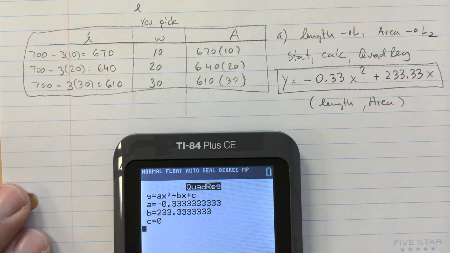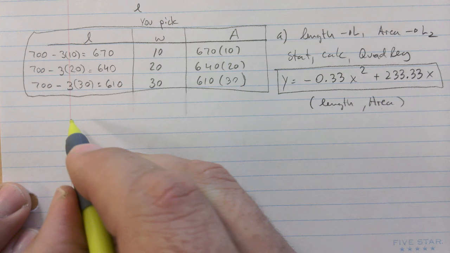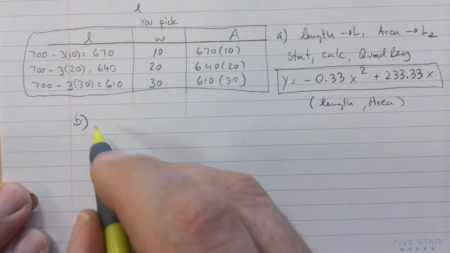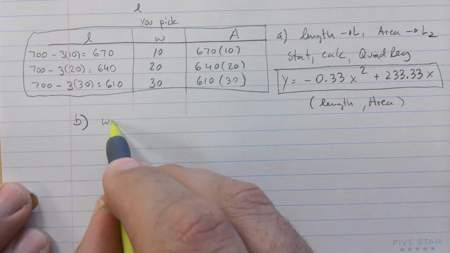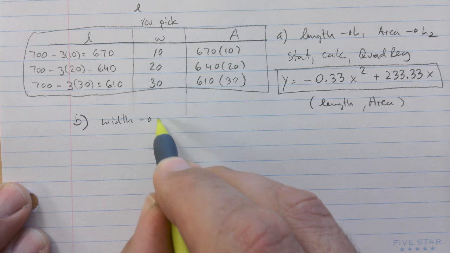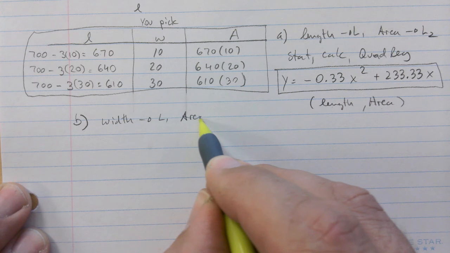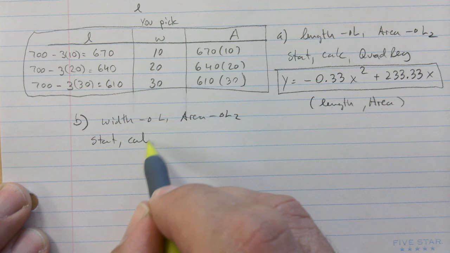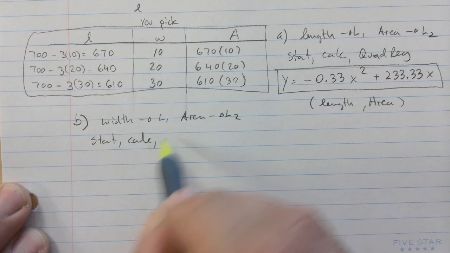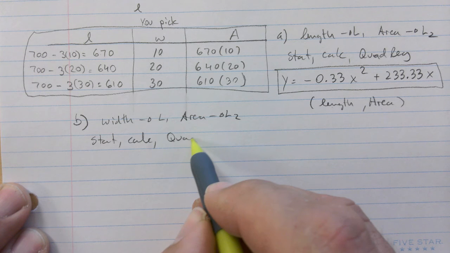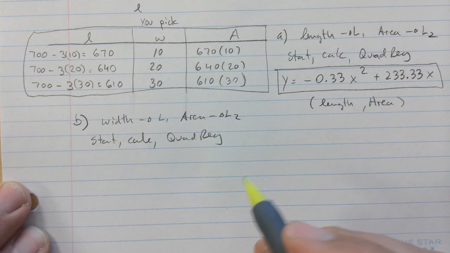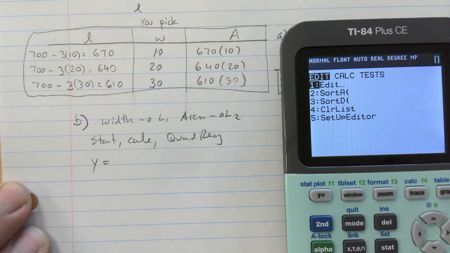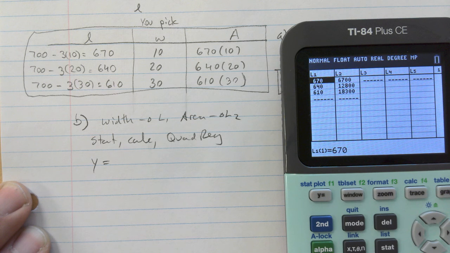So B, width versus area, so we put the width into L1, area into L2, stat calc quadreg. So all you need to do in this case is change this to 10, 20, and 30, right? Because the area is going to be the same.